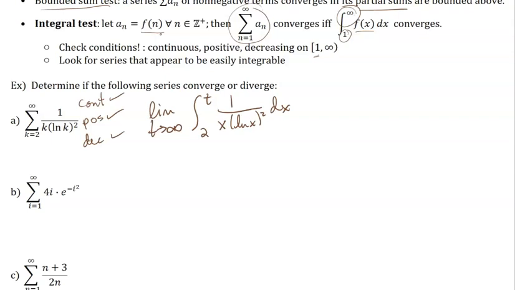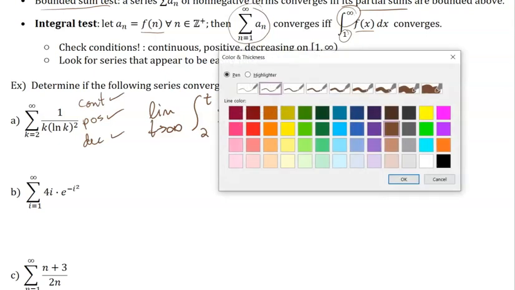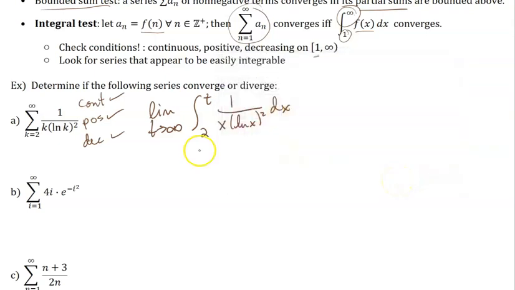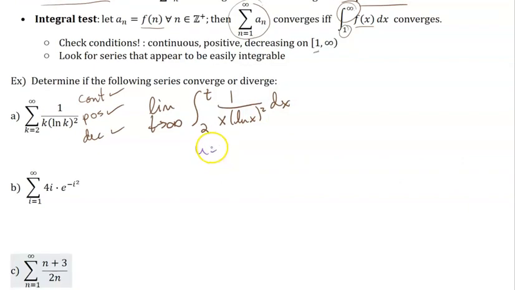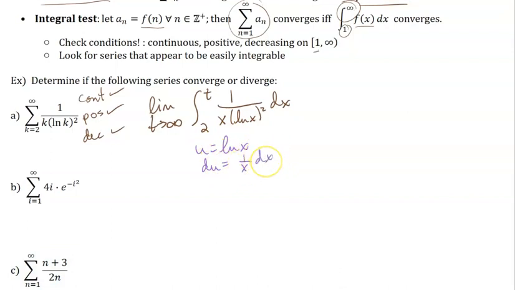I do see that I've got a natural log raised to the negative second power, it's in the denominator squared. I also have the derivative of natural log of x present, so that tells me that I can use u substitution, and I'm going to go ahead and write it out here. So u is natural log x, du is 1 over x dx.